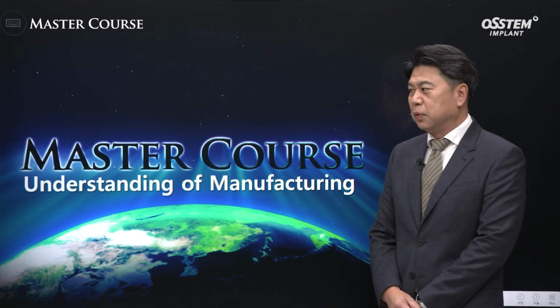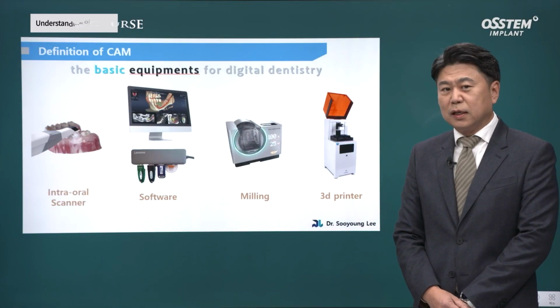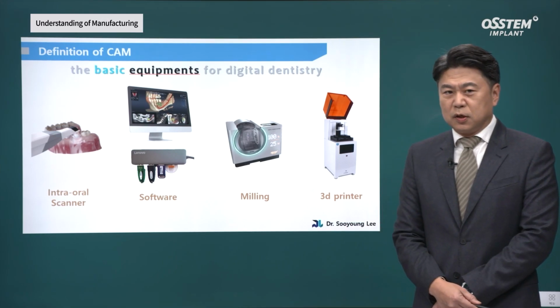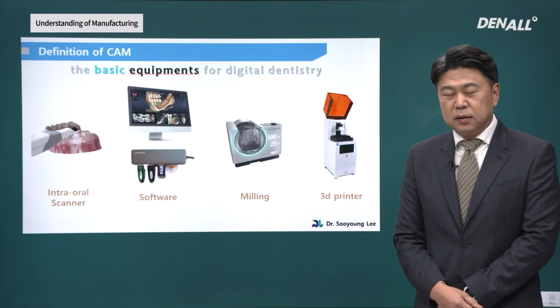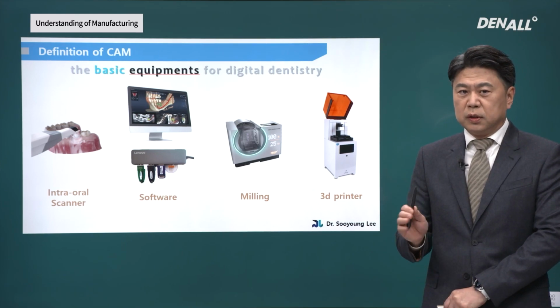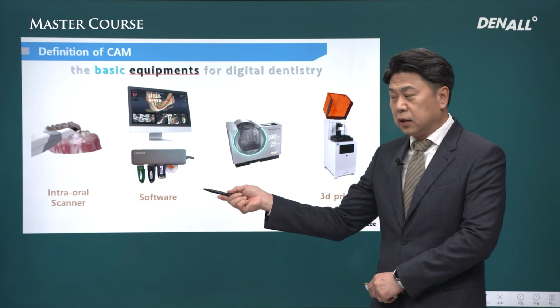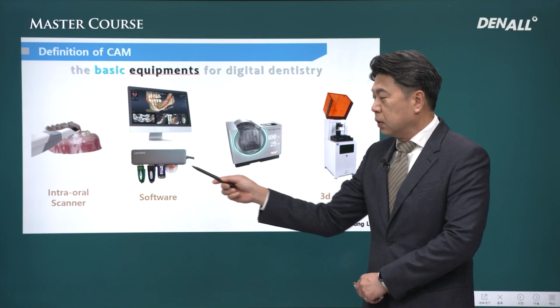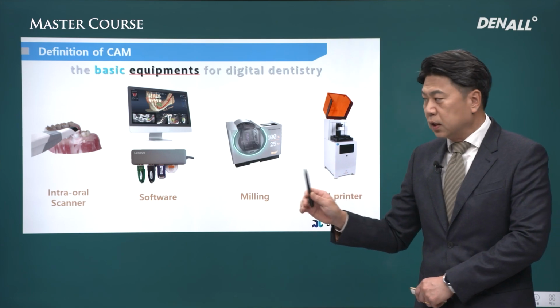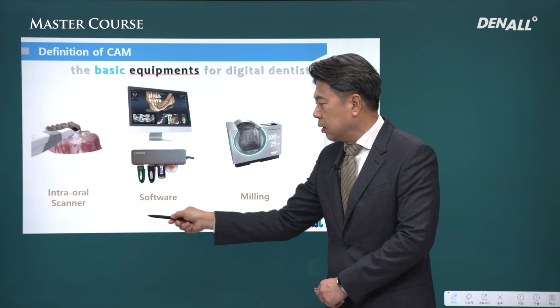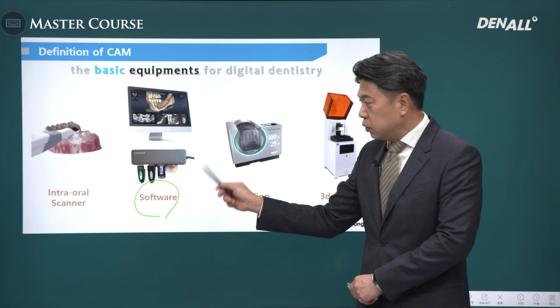Today, in this master course, we are going to talk about understanding of manufacturing briefly. Manufacturing here refers to digital manufacturing. As I mentioned a number of times, there are 4 basic equipment for digital dentistry. The first one is the scanner, a model scanner or intraoral scanner, and the scan data needs to be utilized to fabricate prostheses or devices.